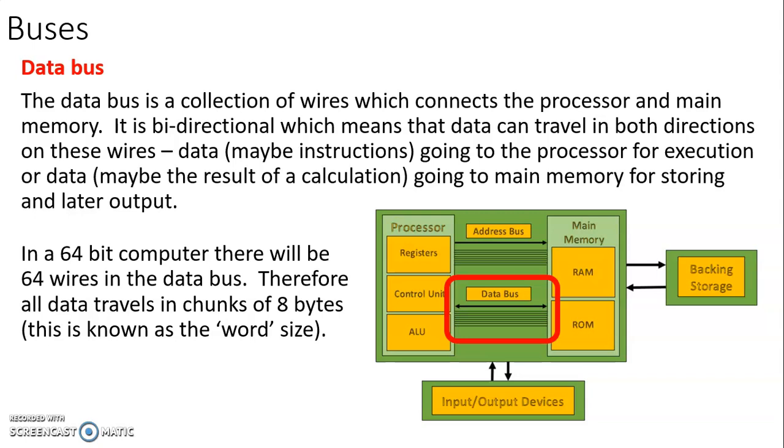Now data could be instructions going to the processor to be executed, or data may be the result of a calculation going to main memory for storing and later output. In a 64-bit computer, there will be 64 wires in the data bus. Therefore, all data travels in chunks of 8 bytes, and this is what's known as the word size.